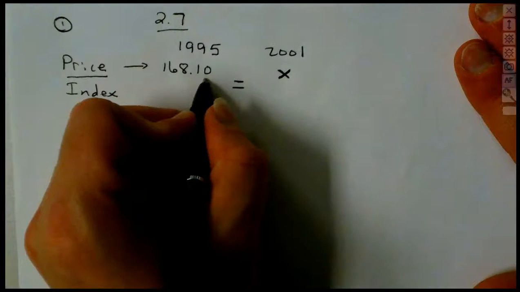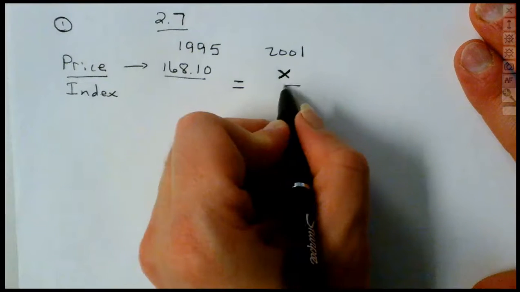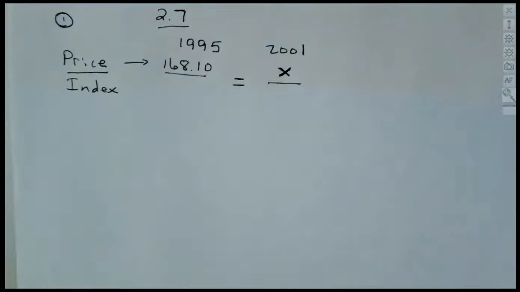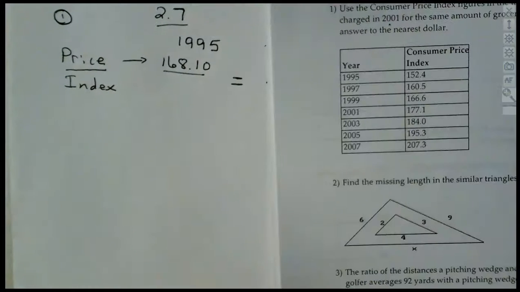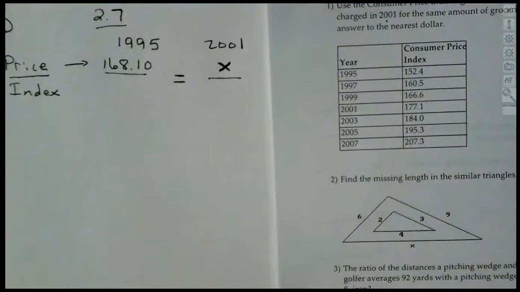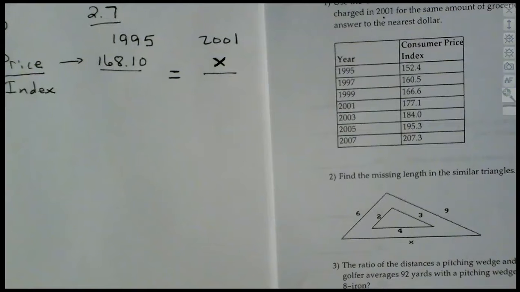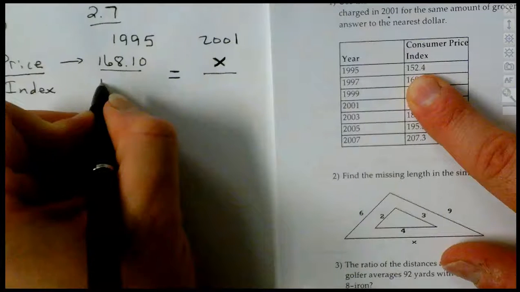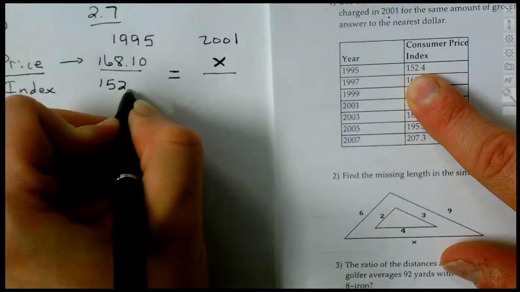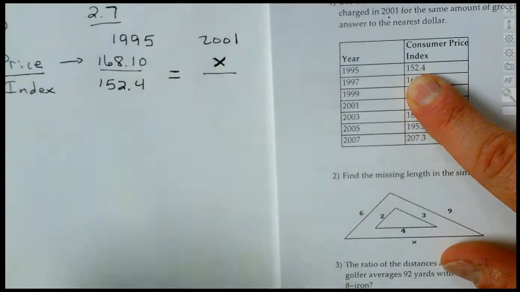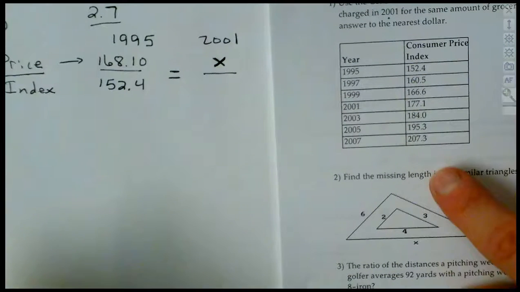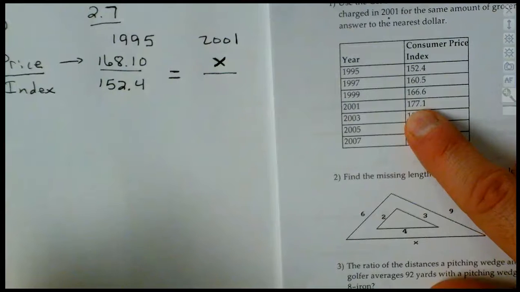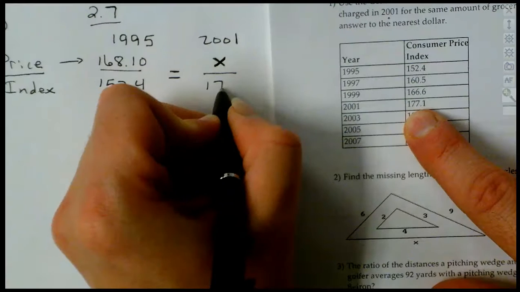Now what goes down below is our index values. So now we've got to go back to our table. We're going to find our index values here. So if we look at 1995, our index is 152.4. And if we go down to 2001, our index is 177.1.